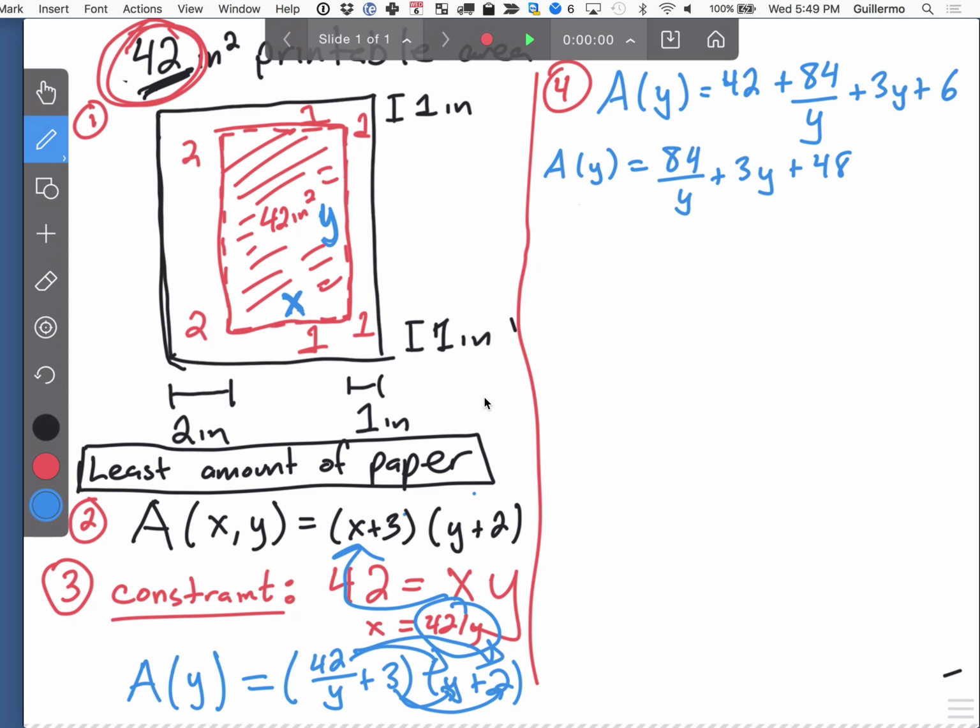So what's the next step? Yeah, then do optimize, right? So get the derivative, critical points, all that jazz. So A prime of y would be what? What's the derivative of 84 over y? Negative 84 over y squared, right? Okay, and then plus 3, right? Okay, good.